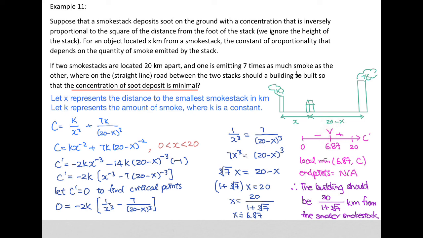So we know the minimum concentration will occur when the distance x is 6.87 kilometers. Now we have to check our endpoints because there's no equal sign on the inequality. That means the endpoints are not being included, so not applicable. Therefore, we will say the building should be built around 6.87 kilometers away from the smaller smokestack.